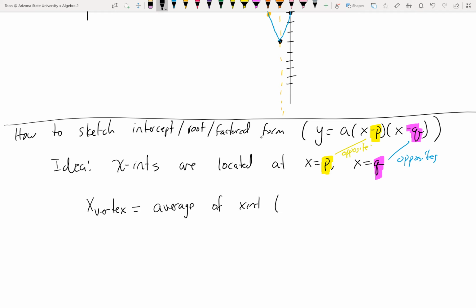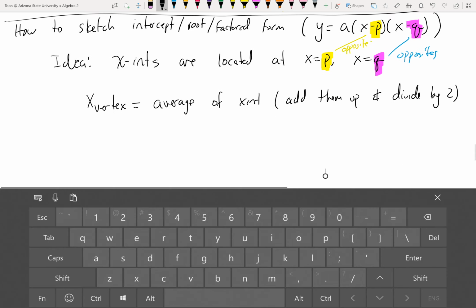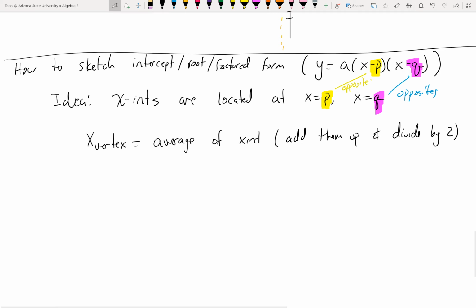But once you have the x-intercepts, the x-coordinate of your vertex will be the average of your x-intercepts. And if you forgot how to calculate the average, just add them up and then divide by 2. Okay. And then once you have the x-coordinate of your vertex, just make an xy table. You get the idea. Once you have the vertex, it sort of unravels itself. It's the same steps over and over again. I think this is a lot easier to see with an example.